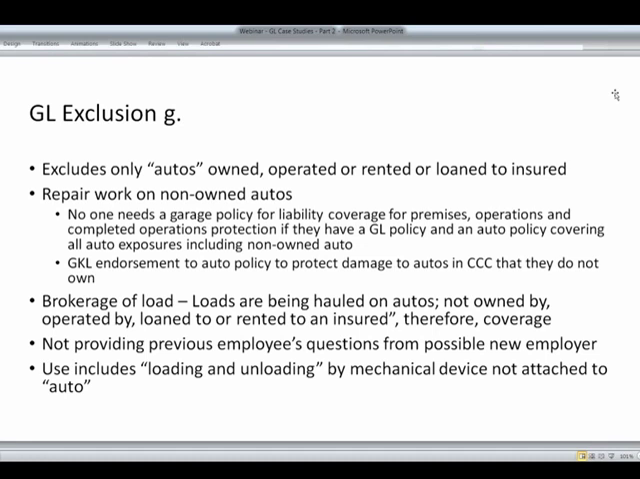The next one we already talked about is not providing information about previous employees when asked by possible new employers, which again could be brought into the court case that we talked about earlier, where your insured could still be liable. And the last thing we need to look at is the definition of loading and unloading by mechanical device not attached to the unit.